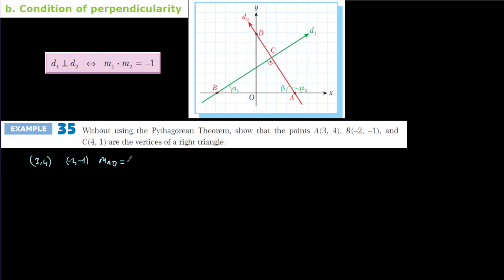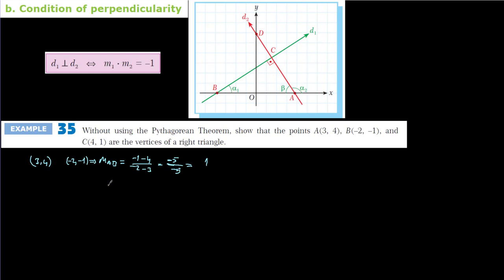Okay, for AB, I'm going to write the coordinates: 3, 4, and minus 2, minus 1. So the slope of AB is equal to y2 minus y1, minus 1 minus 4, divided by minus 2 minus 3, which is equal to minus 5 over minus 5, and that is equal to 1.